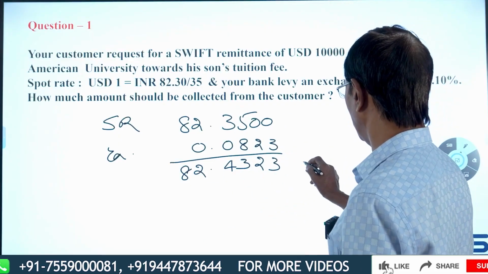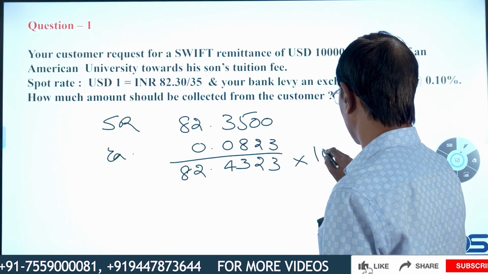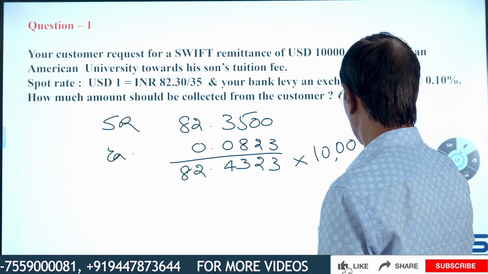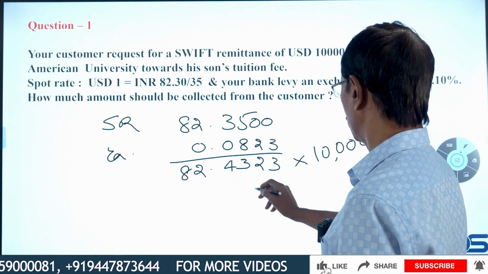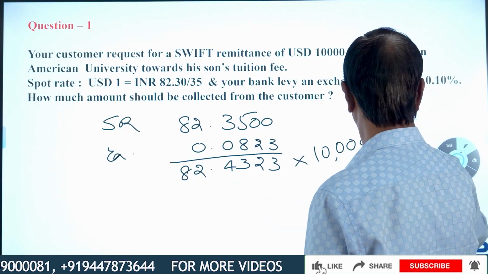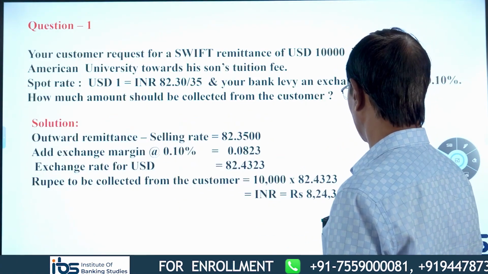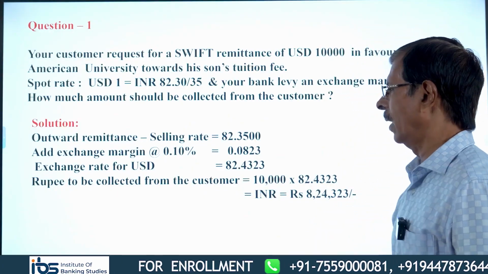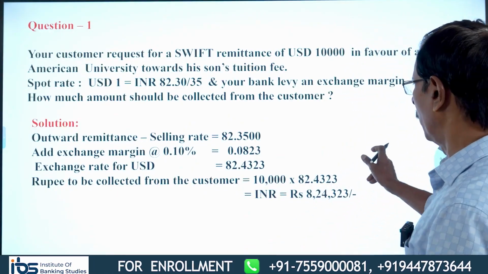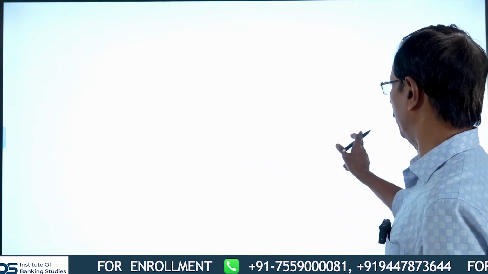To get the rupee equivalent, you multiply this with 10,000. You will get 8,24,323. So here is the answer, 8,24,323. We'll move on to the next question.